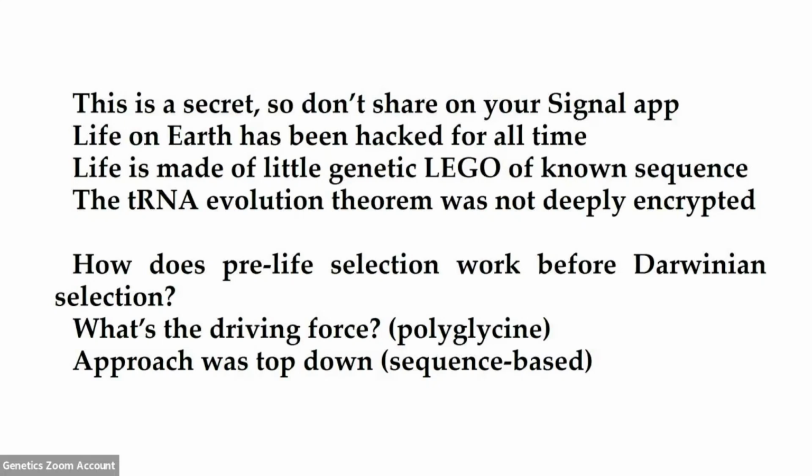Okay, so actually all this stuff's published. Anyway, so life on Earth has been hacked, I'm going to tell you, and for all time. And life is made of little genetic Lego, RNA of known sequence. That was a surprise to me. tRNA evolution theorem was not deeply encrypted. So if God was keeping secrets, they were not that hard to hack, as I hope to convey.